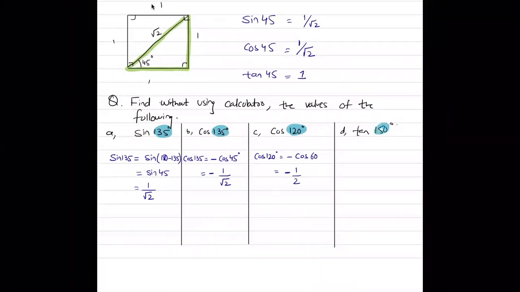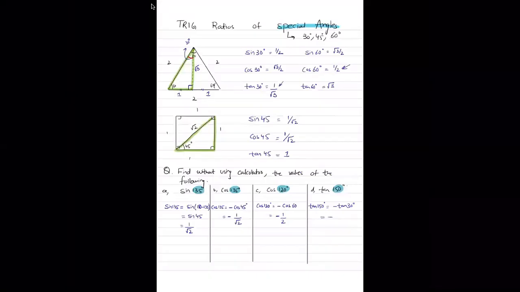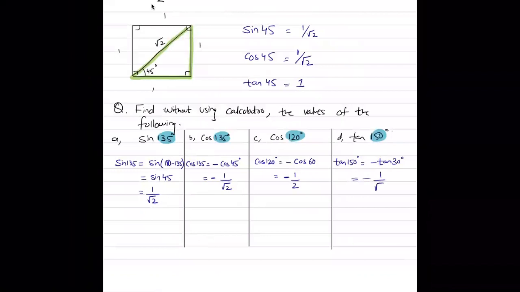Now let's do the last one. Tan of 150 degree is equal to negative tan of an acute angle. Now the acute angle of 150 degree is going to be 30 degree. And what was tan of 30 degree coming out? 1 upon root 3. But tan of 150 is going to be negative of 1 upon root 3. Is that okay? Yes. Okay.